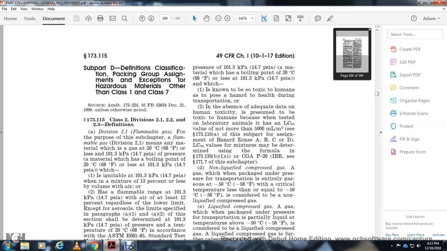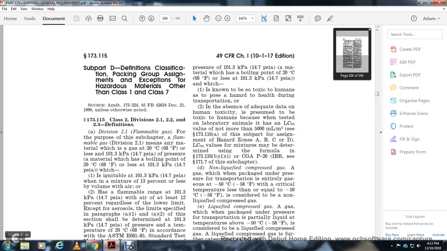Division 2.1, flammable gas. For the purpose of this subchapter, flammable gas means any material which is a gas at 68 degrees Fahrenheit or less and 14.7 psi pressure, a material which has a boiling point of 68 degrees Fahrenheit or less at 14.7 psi, which is ignitable at 14.7 psi when in a mixture of 13 percent or less by volume with air, or has a flammable range with air of at least 12 percent regardless of the lower limit, except for an aerosol as specified in paragraphs A1 and A2 of this section, determined as in 101.